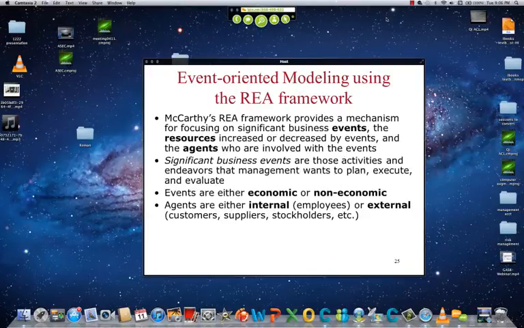Okay. So as I told you, this is Bill McCarthy. He is a professor at Michigan State University. He developed this REA, actually a close friend of Rutgers. And the idea is that, well, first you look at it, you have a business. So first you try to think of what business events are important to this business. What are the business events? Then you think, well, okay, we have such a business event. Are there any resources associated with these business events? If so, what are those resources? Then, who participates in those events? Those are called agents, and so on.